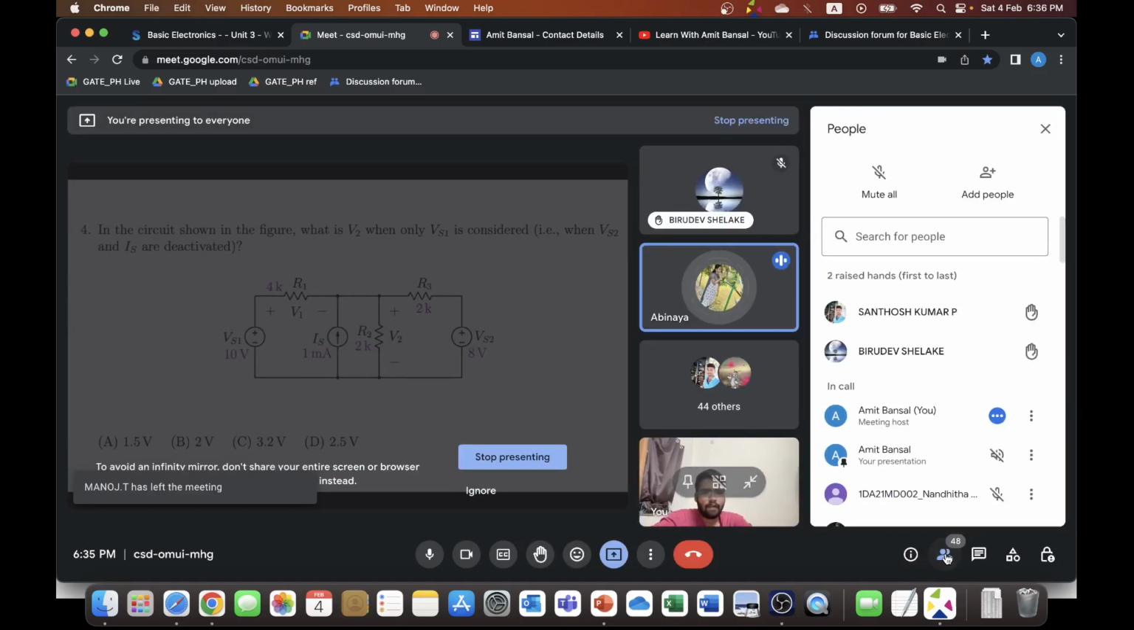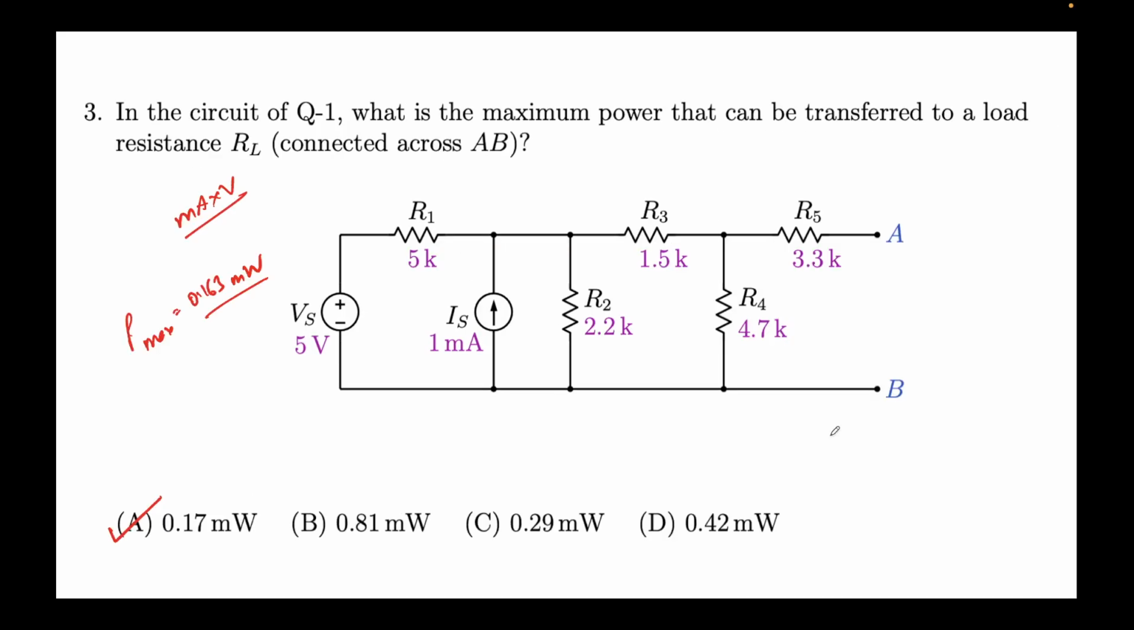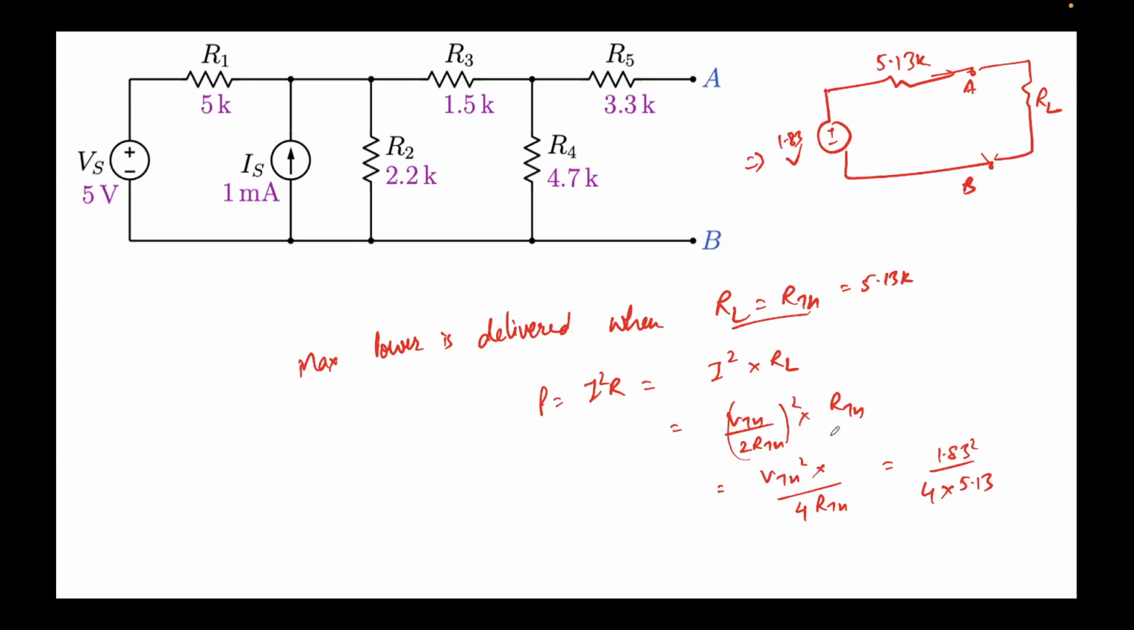Sir, can you show the third question again? Okay, here it is. You want the solution, the simplification part that we had seen? Here. Sir, can you explain the second step again?